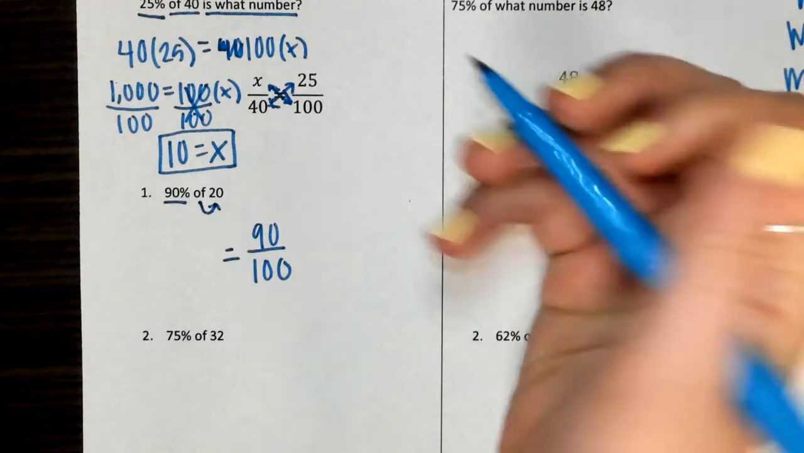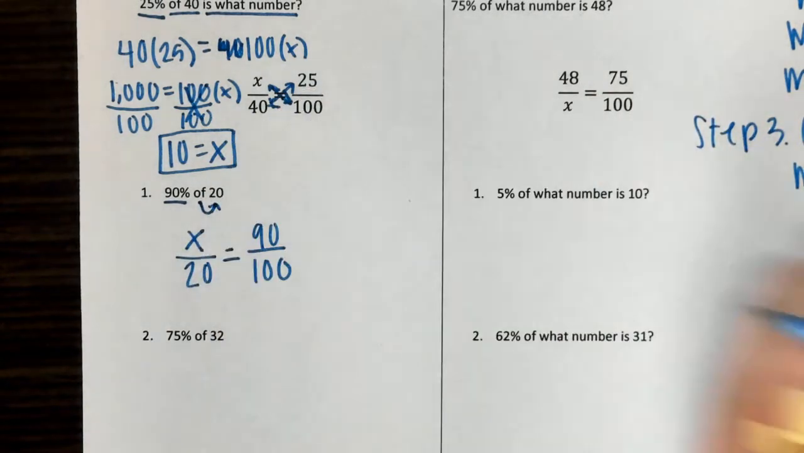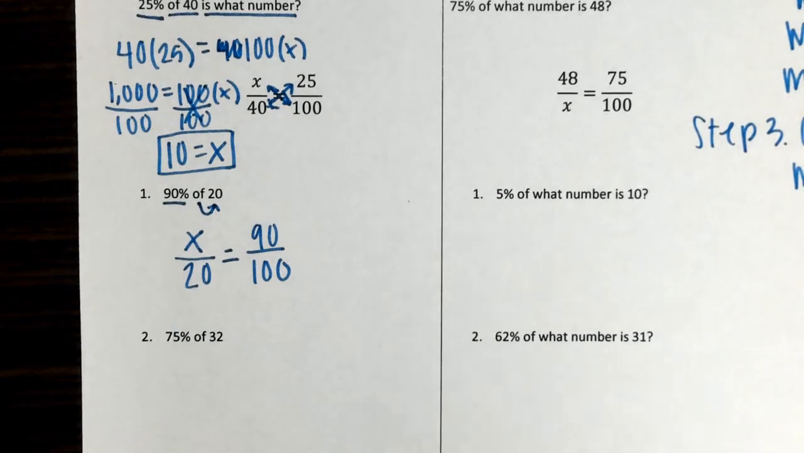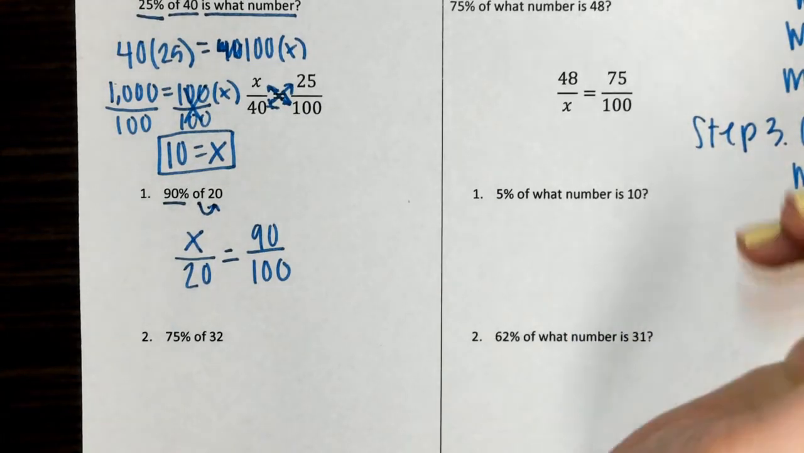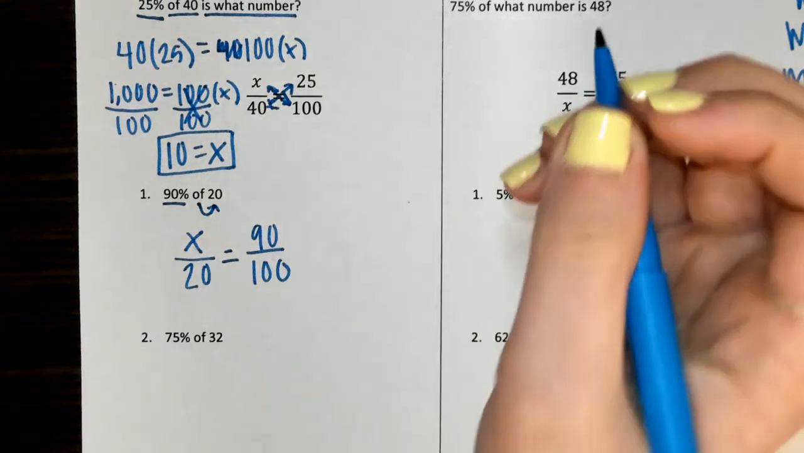So my of is 20, and there's no is, so it means I'm missing is. So I put my x on my top where is goes, or the part. Okay? So now I converted my percent to my fraction. I found what we're missing, and now I need to cross multiply.